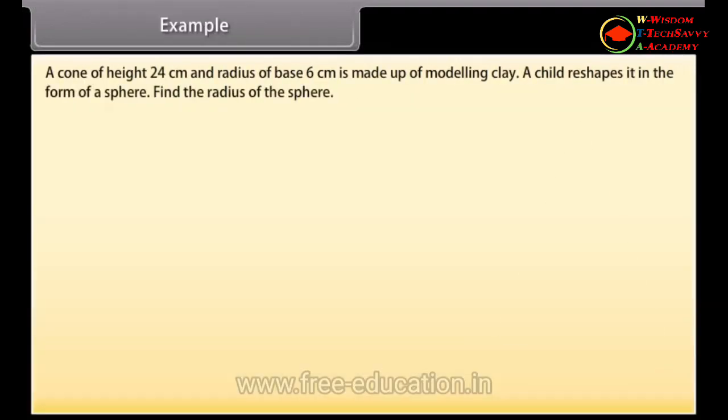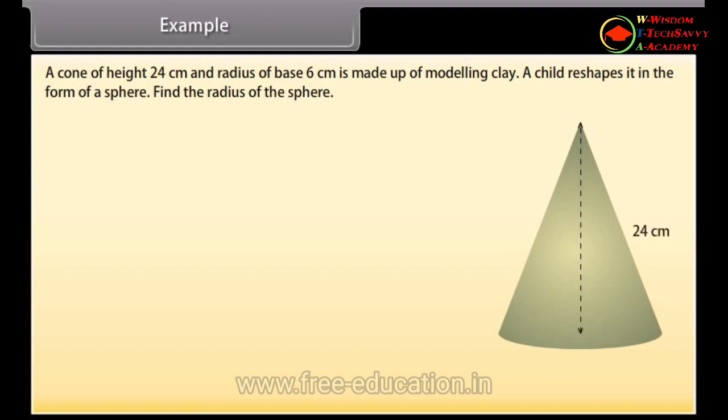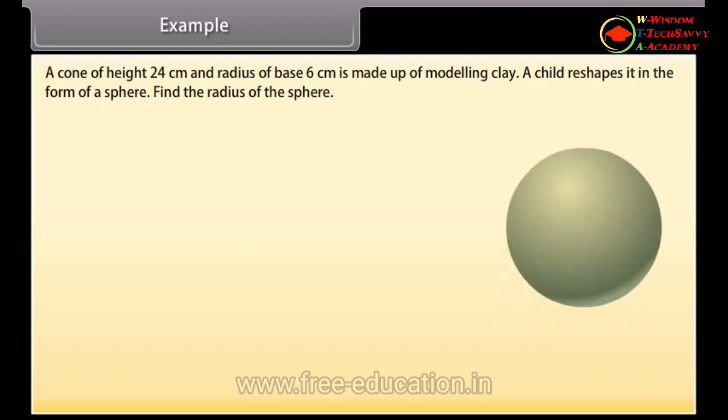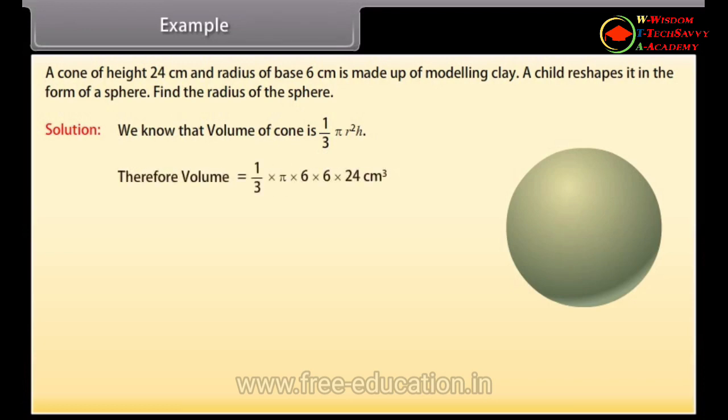Example. A cone of height 24 cm and radius of base 6 cm is made up of modeling clay. A child reshapes it in the form of a sphere. Find the radius of the sphere. Solution. We know that volume of cone is 1 by 3 pi r square h, which is equal to 1 by 3 into pi into 6 into 6 into 24 centimeter cube.